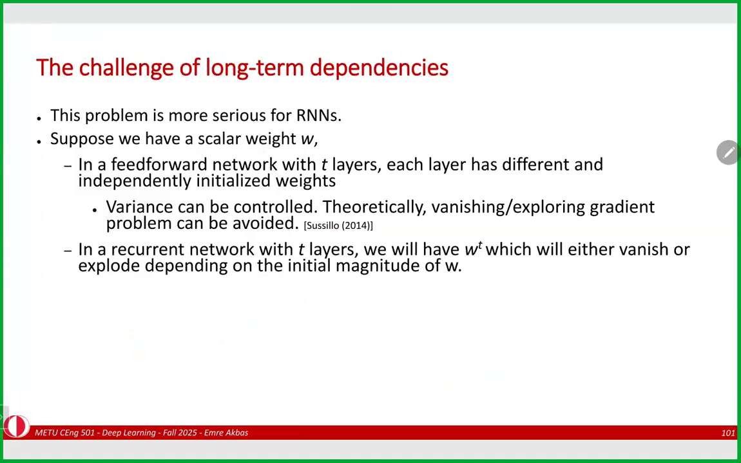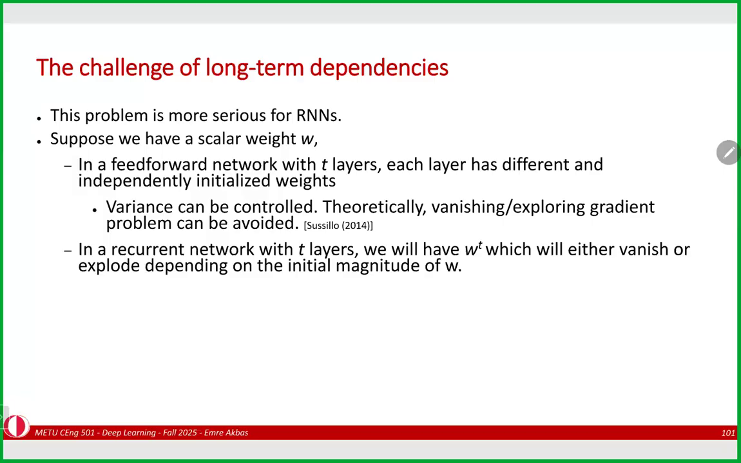Actually, the challenge of long-term dependencies is not specific to RNNs. It can happen for MLPs and CNNs too. But the problem is more serious for RNNs because, first, let's look at the feed-forward network, which is MLP-CNN. In a feed-forward network with T layers, each layer has different and independently initialized weights. Remember, He initialization, Xavier initialization. Variance can be controlled. Theoretically, the vanishing exploding gradient problem can be avoided by controlling the variance of the initialization.